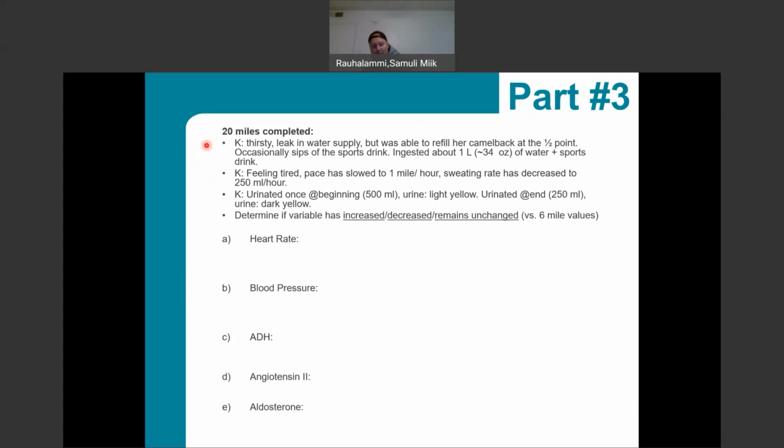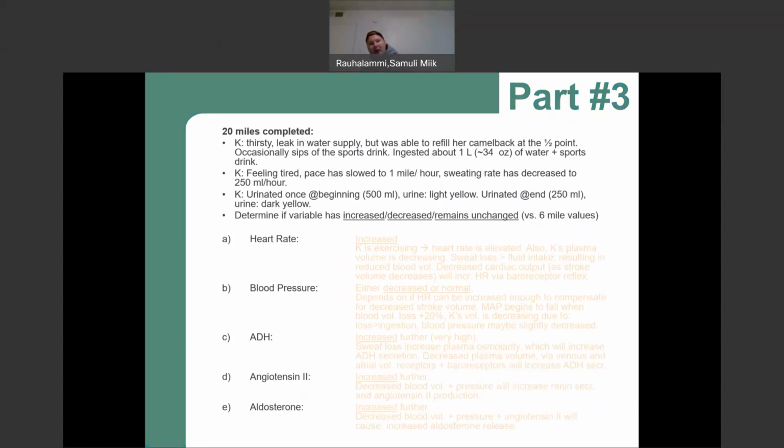She has urinated once at the beginning of the hike. That was about 500 mils, and her urine was light yellow. She also urinated towards the end of the hike. This was only half of what she initially urinated, so about 250 mils, and her urine was dark yellow. So that's giving us a clue of a lot of things that are going on with Carla at this late hike stage. And let's see these measures, what's going on there.